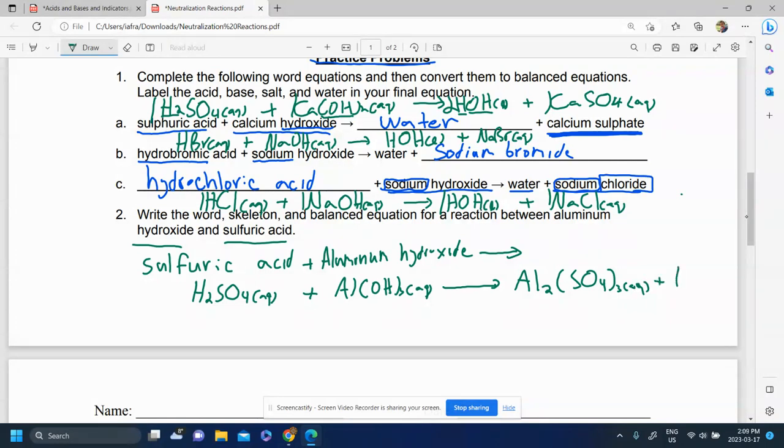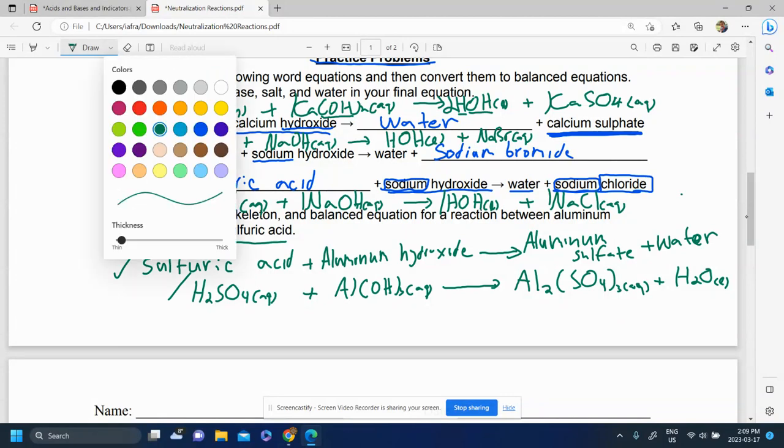And the remaining product must be H2O, liquid. So what do we get here? We got aluminum sulfate as our salt, plus water. No need to write dihydrogen monoxide. Water is such a common chemical, we just call it by its common name. So we're almost done. We did the word equation and the skeleton equation. We just need to write a balanced equation now.